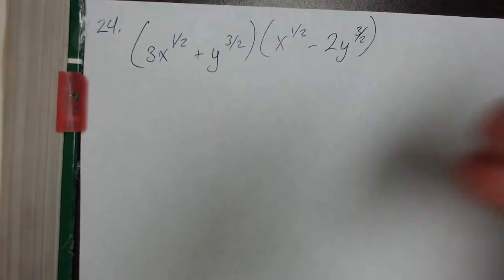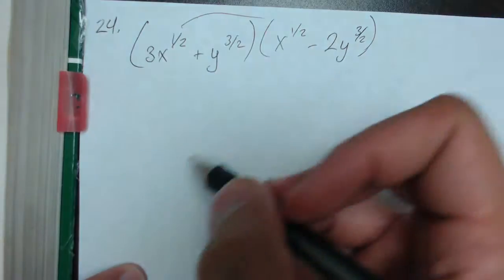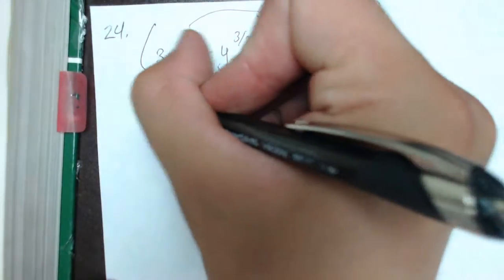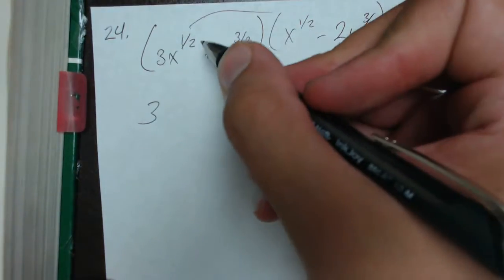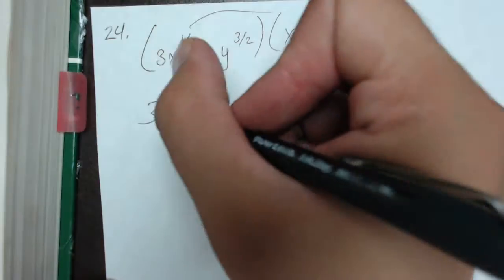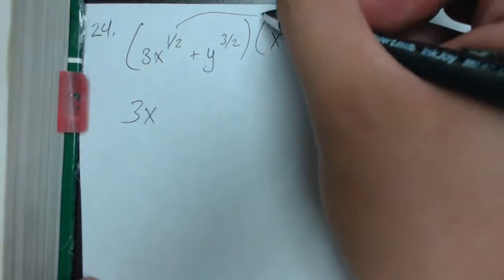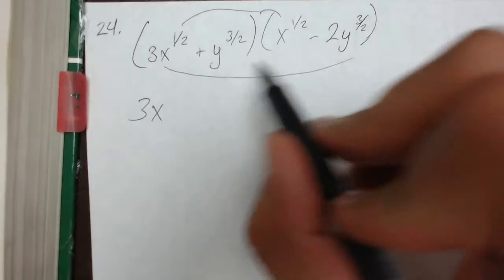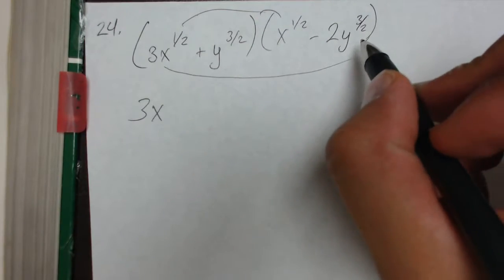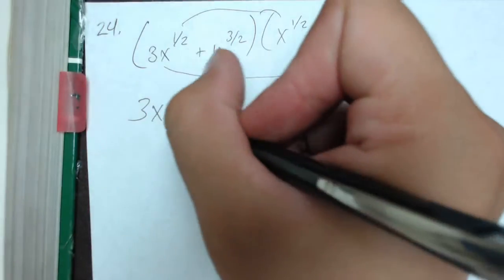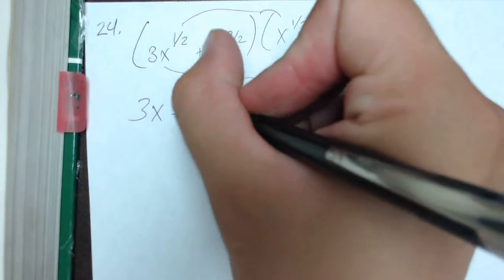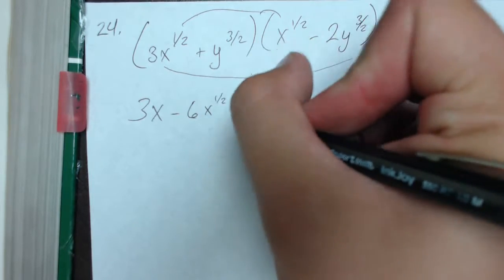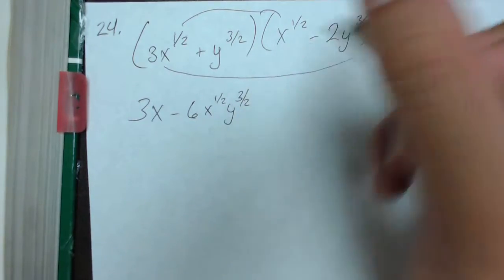Now, when we go to FOIL these, we'll just take first times the first. So 3x to the 1/2 times x to the 1/2. We get 3, and then we add the exponent. So 1/2 plus 1/2 is going to give us 1. So we get 3x. That's the first times the first. If we do outside times outside, 3x to the 1/2 times negative 2y to the 3/2. Negative 2 times 3 gives me minus 6 x to the power of 1/2, y to the power of 3/2.